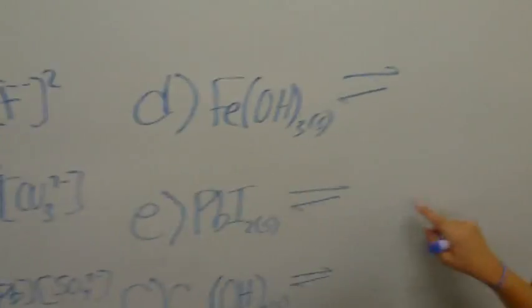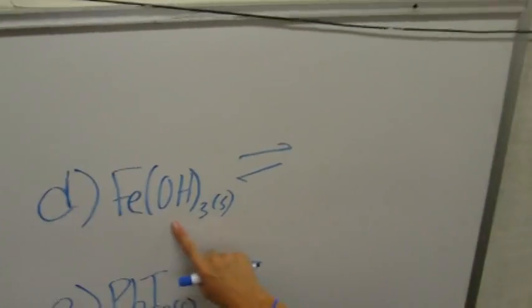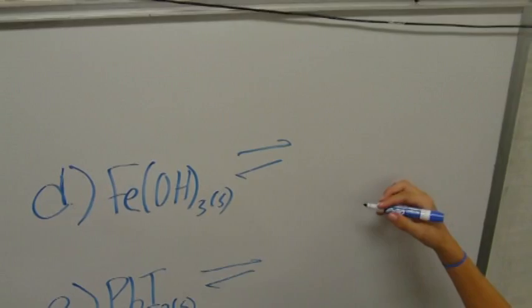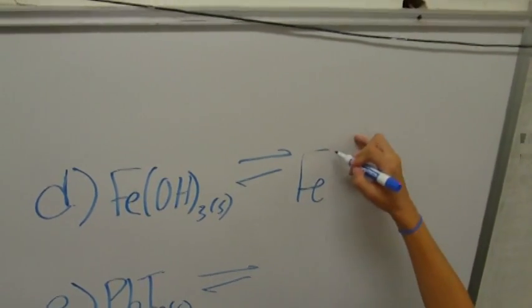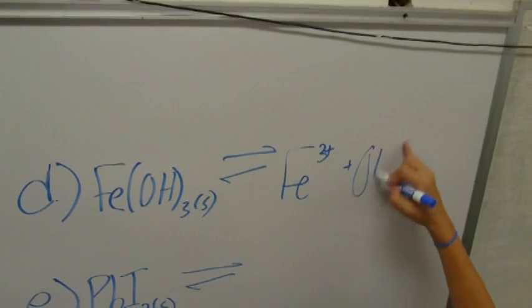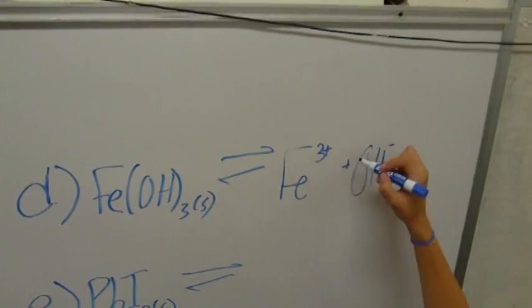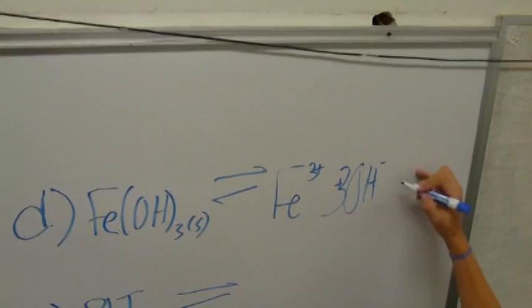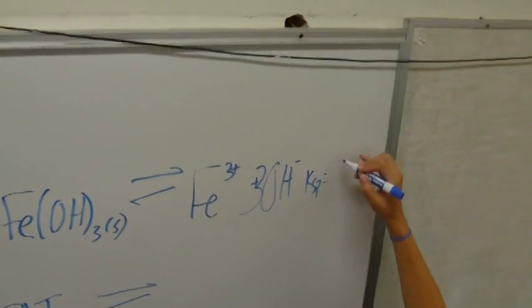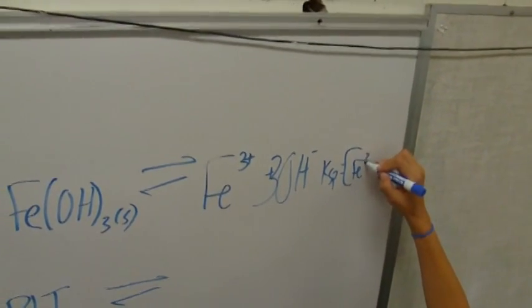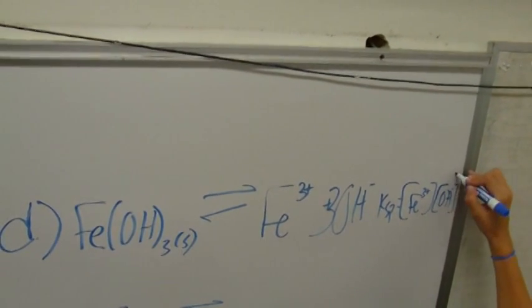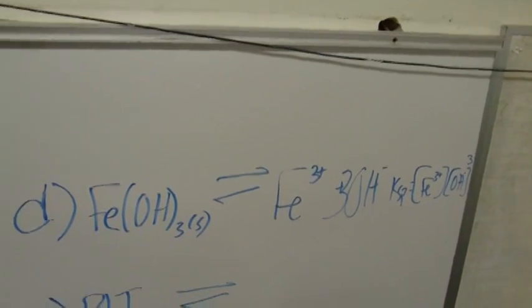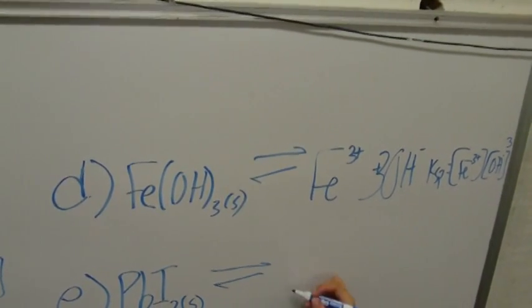Moving along, we have OH, which we know has a -1 charge, and since there's 3 of them, then that must mean that this is iron 3. And there's 3 of them, so coefficient. Don't forget to raise it to the power.